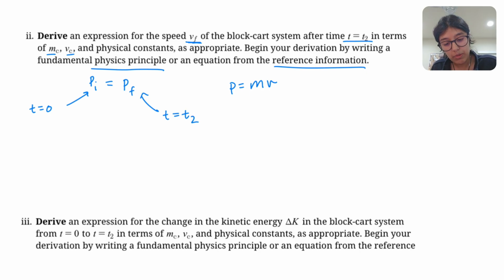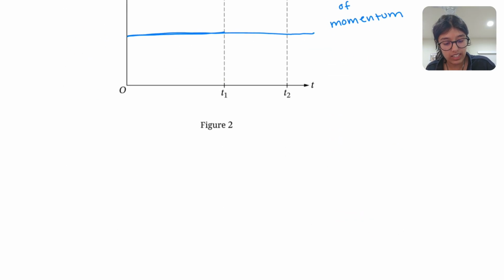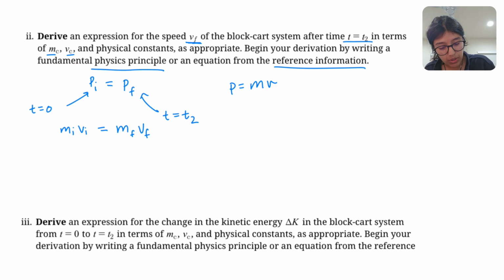So I know that the initial momentum is going to be equal to the initial mass times the initial velocity, and that is equal to the mass final times velocity final. And this is exactly what we have to find. And we actually know all the other constants because if we go back to our original problem, we already found the initial momentum right over here. We said that mc times vc, that's the initial momentum. So I'm just going to write that over here, mc times vc.